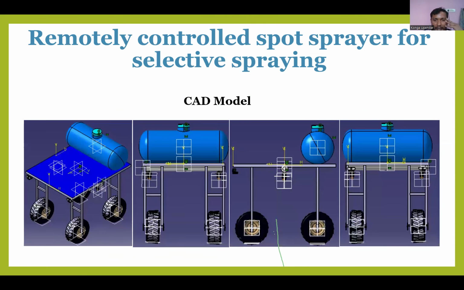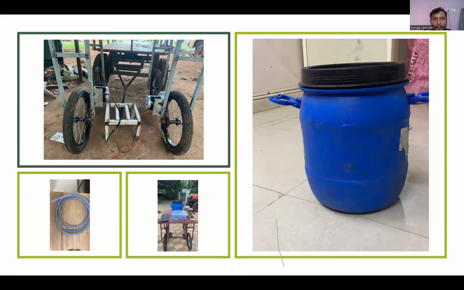Actually, this is a car diagram, a small rickshaw type with four wheels. The spraying tank is mounted on top of it. We can see that we have motors. I will tell you what the motor is. The students fabricated that and we wrote the code for it. Still, it is under development. They are going to attach the spraying part also.